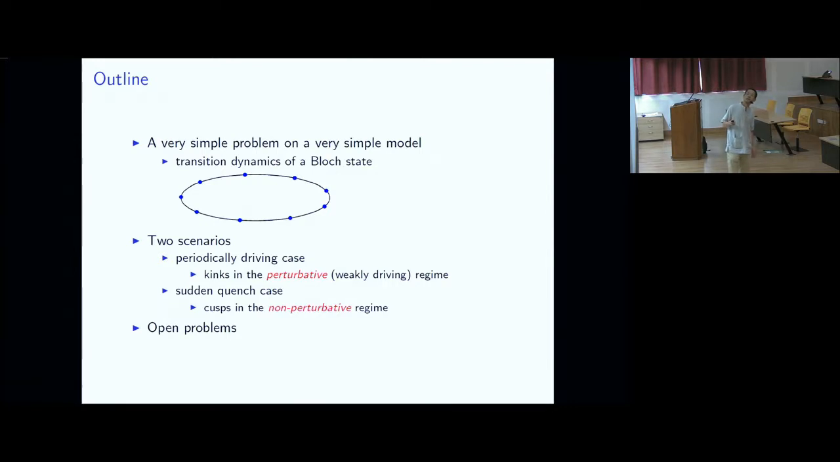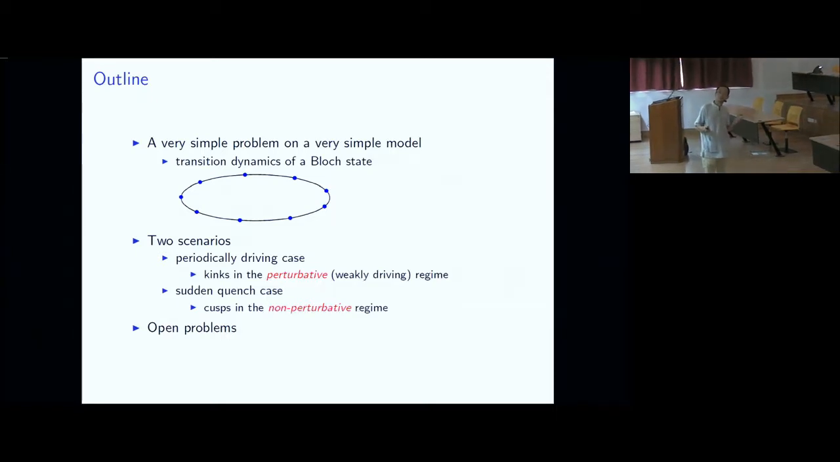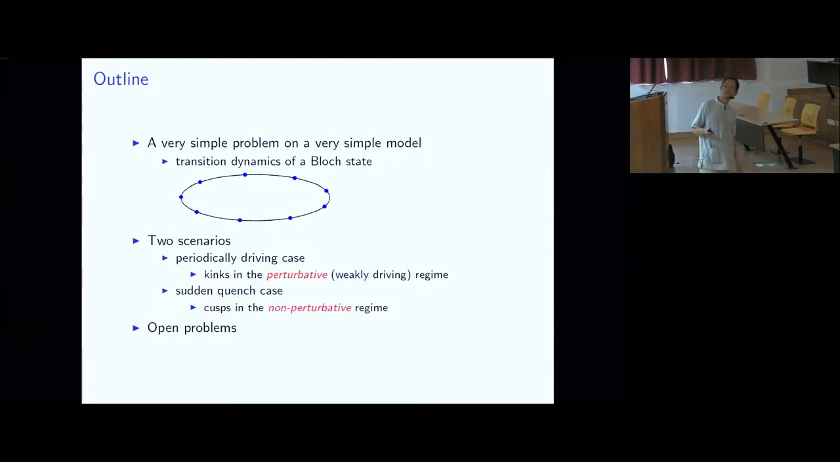So initially, the particle is in some eigenstate, some Bloch state, and then we can do two different things to the system. In the first case, we will periodically drive the system, drive the particle on some local site. In this case, if the driving is weak, we get kinks. In the second scenario, we do a sudden quench. We change the potential of some site suddenly. And in this case, we get sharp cusps. In the second case, the cusps will be a non-perturbative effect.